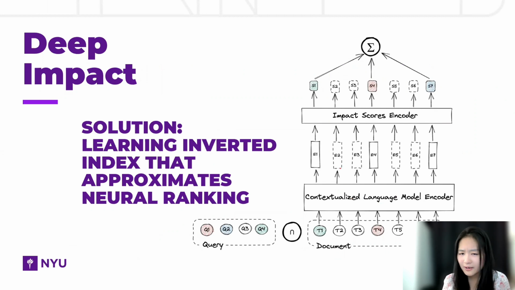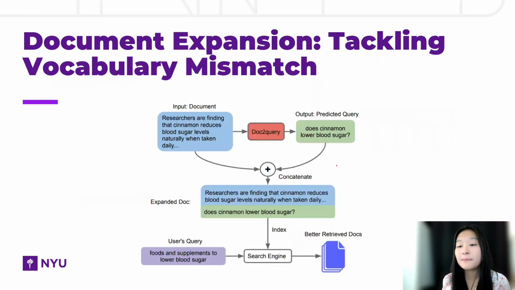Then whenever a query comes in, we look at the terms that appear in both the query and the document. The score of the document for that query is the sum of the relevance scores of each term in this intersection. Again, since we only look at the intersection terms, DeepImpact would still face the problem of vocabulary mismatch. So Antonio used a method called document expansion to alleviate the vocabulary mismatch problem.